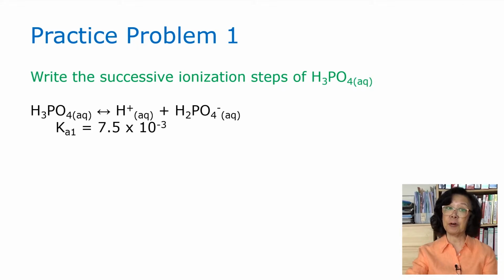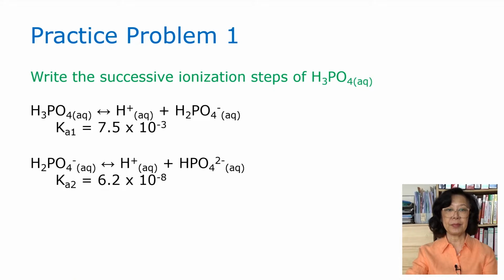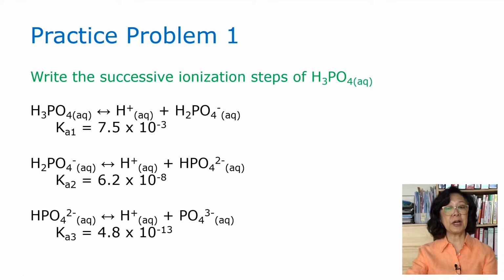Make sure that you account for all the charges of the ions. Now we take the H2PO4 minus ion and take away the second proton, forming HPO4 2 minus ion, Ka2 6.2 times 10 to the minus 8. And the third step is to take the HPO4 2 minus ion to donate the third proton, forming phosphate 3 minus ion. And Ka3 is 4.8 times 10 to the negative 13. And again, you see the successive K values are decreasing.